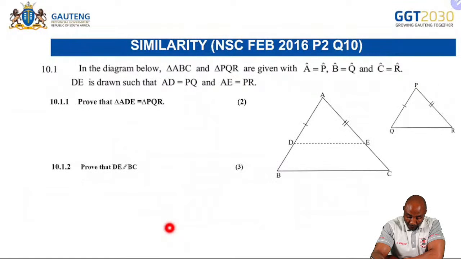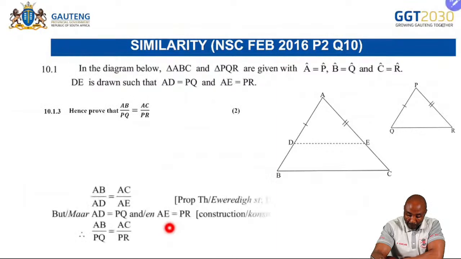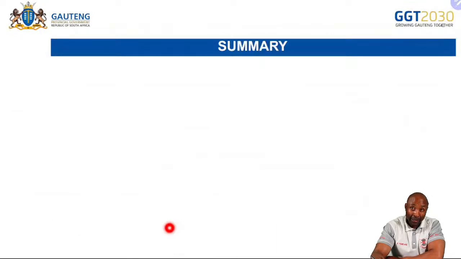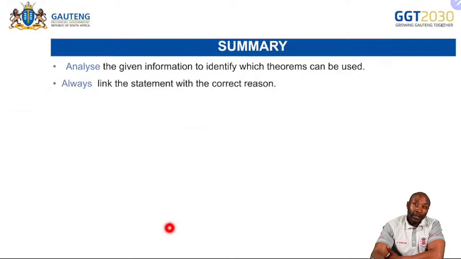So we will move on because we did the proof of this theorem. Ours is to just put the bits and the pieces together so that you are able to answer these questions. Now, in conclusion, please let's analyze the information that you are given in a diagram. We always link the statement to the correct reason. We must know the wording in our theorem so that we are able to remember the statement and reasons from our examination guidelines, and we have been working with them since grade 10. So they should have stuck now.